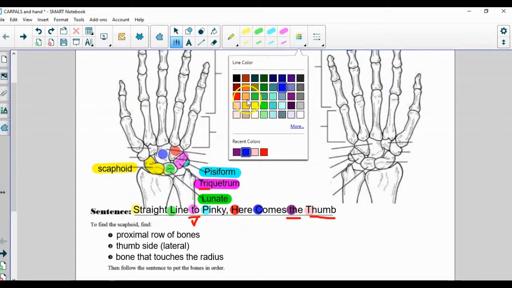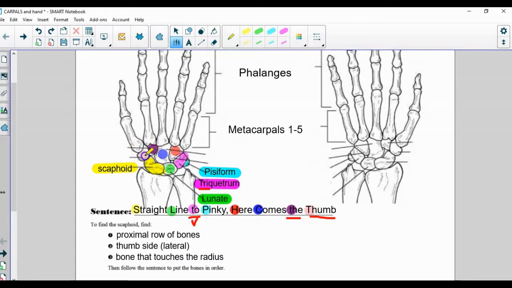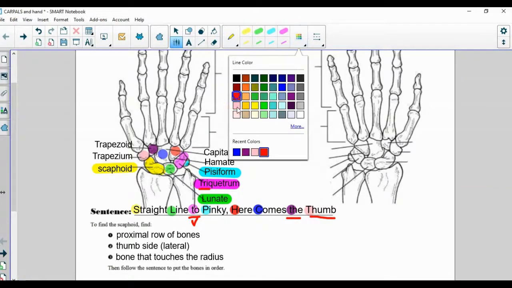This is trapezoid. And thumb is trapezium. So I'm going to go ahead and add in my words, and then we'll talk about how to differentiate these last two bones that both start with T.